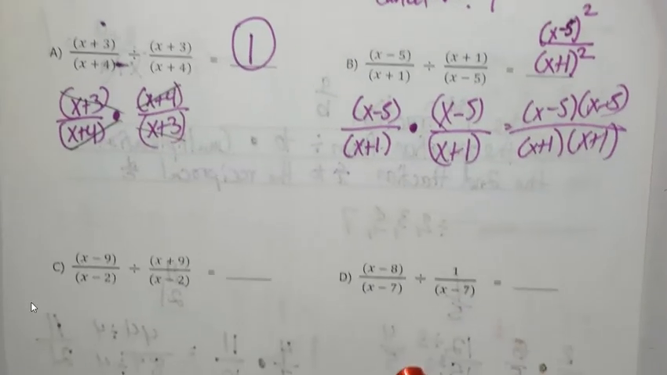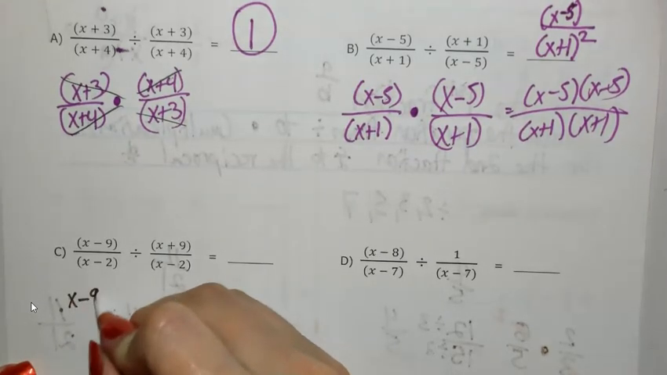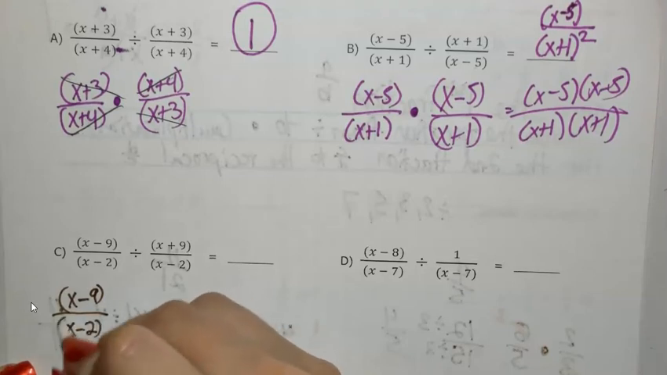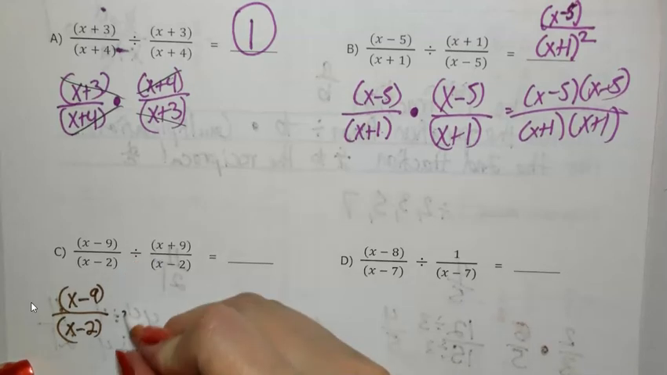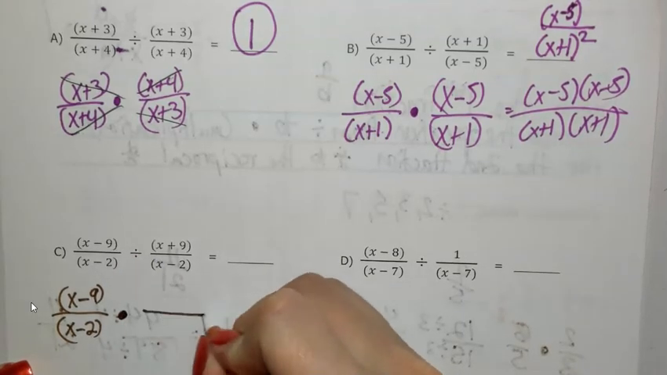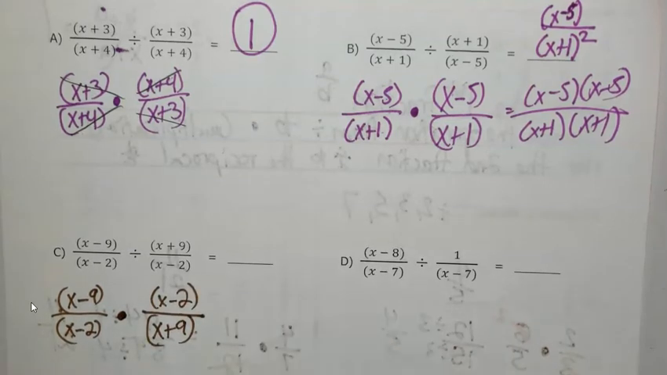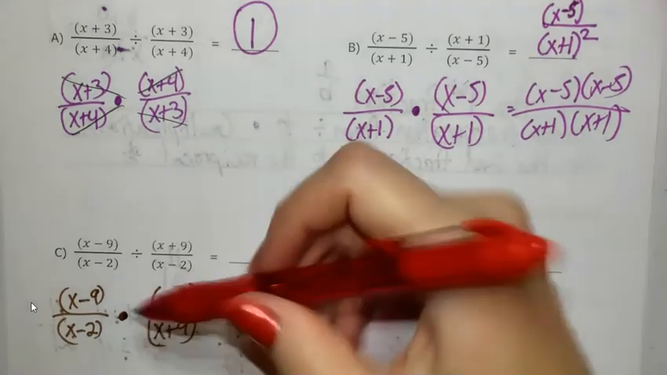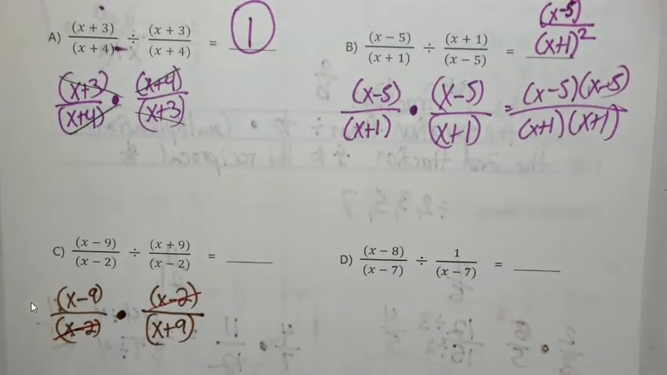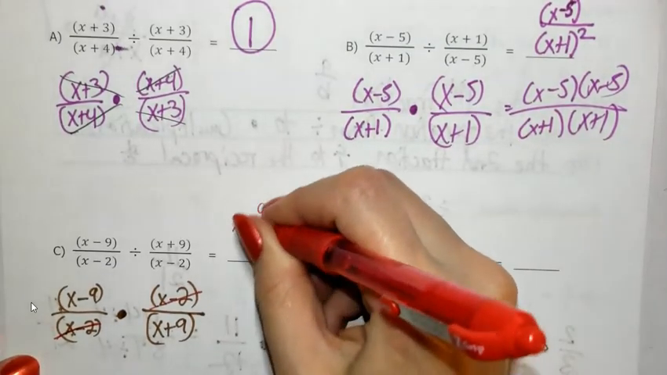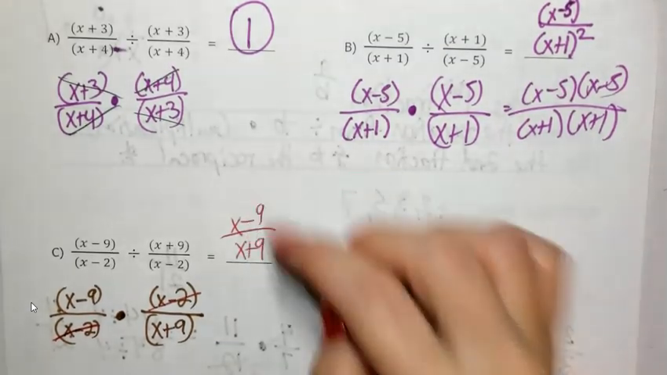The next one. So for C, we have the first fraction, x minus 9 over x minus 2. Where are we changing this to? Multiplication. Change the operation, flip the second fraction. Okay, does anything cancel out? Yeah, the x minus 2's cancel, so they're gone. So you're left with x minus 9 over x plus 9. These don't cancel because the signs are different.